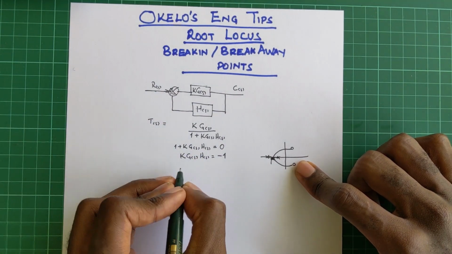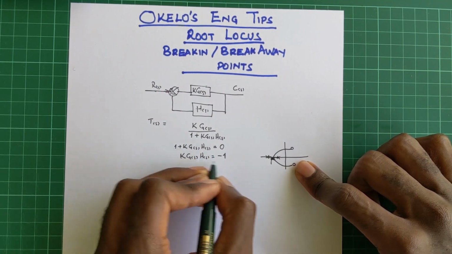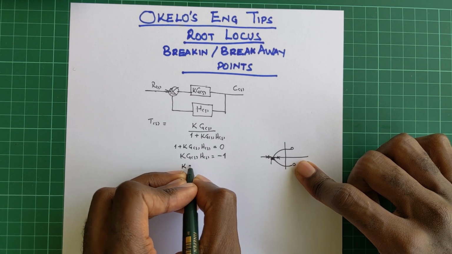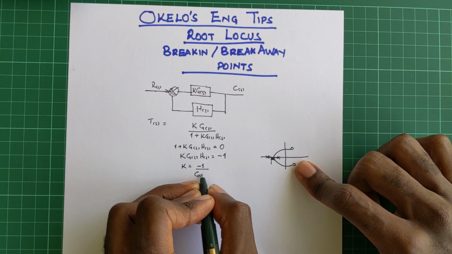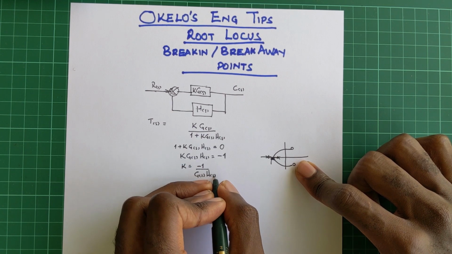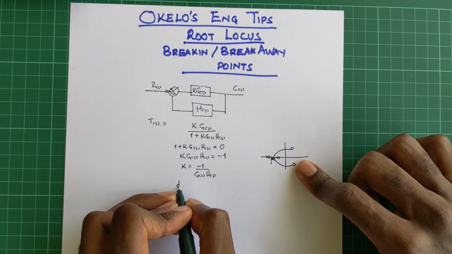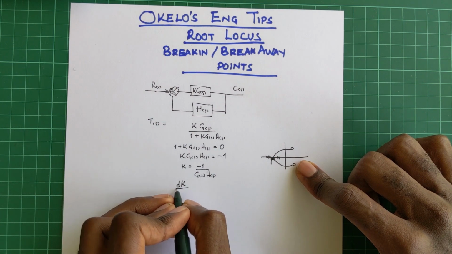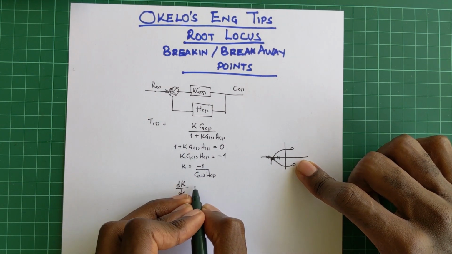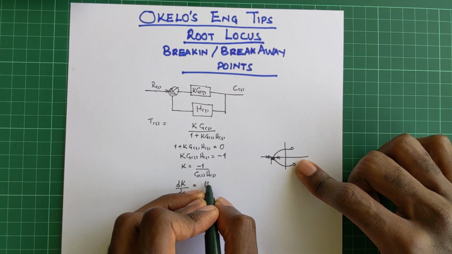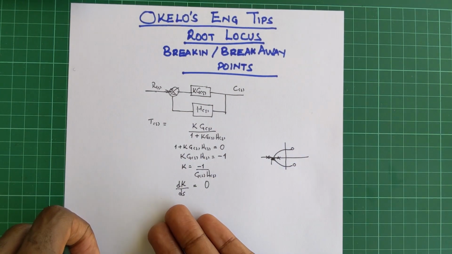So in literature, typically what you do is rewrite this equation as K equals -1 all over G(s)H(s), and then you'd proceed to get the differential of this equation and equate it to 0. So that's one of the ways of doing it.